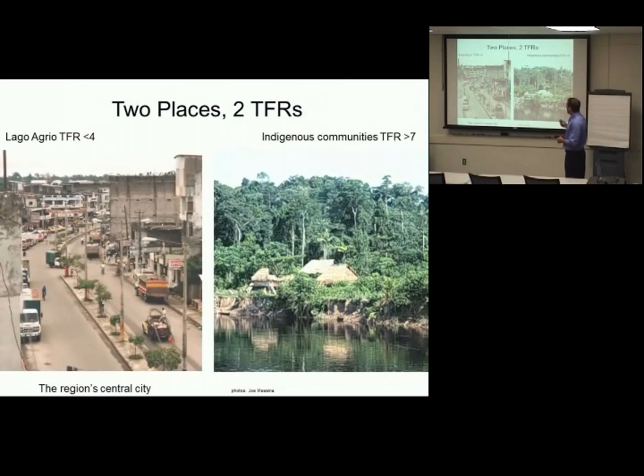Dick Billsborough, PI. The point that I want to make here is these two pictures. This is Lago Agrio. Total fertility rate under 4 now. You just cross the river, in the indigenous community, total fertility rate is over 7. Who do we have data on? These people. Who do we not have data on?